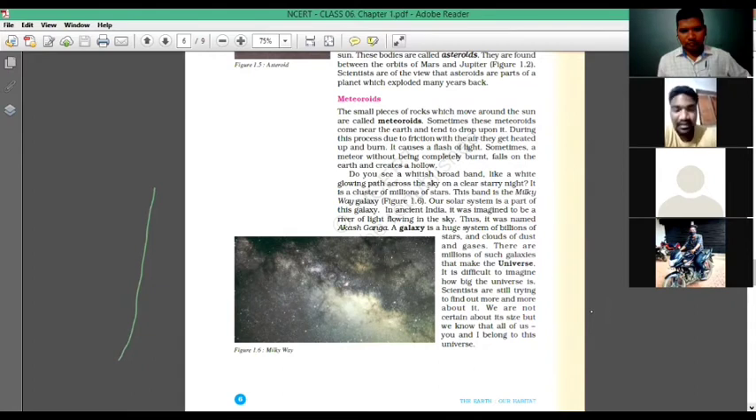Can anyone tell me the name of the galaxy? Milky Way Galaxy, I think, sir? Yes, it is the Milky Way Galaxy, where our Sun and Earth are located. There are many other galaxies, and all the galaxies are within the universe. So all the stars that we see in the sky are parts of the universe.